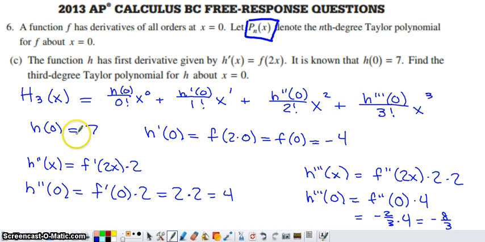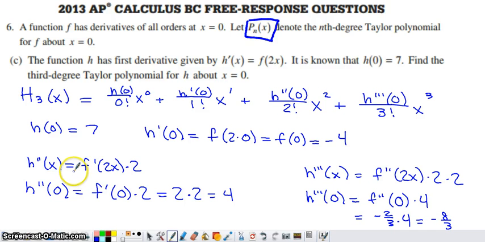They tell us what h of 0 is, so h of 0 is what's going to go here, 7. They tell us what h prime of x is, f of 2x. Well, we need h prime of 0 to go right here. So what's f of 2 times 0? Well, that's just going to be f of 0. From part A, that was -4. So that's what's going to go in this numerator here. We need to know what goes in this numerator, and we need to know what goes in this numerator.